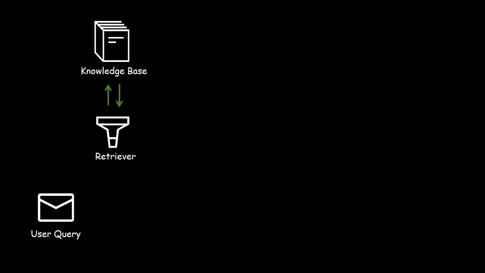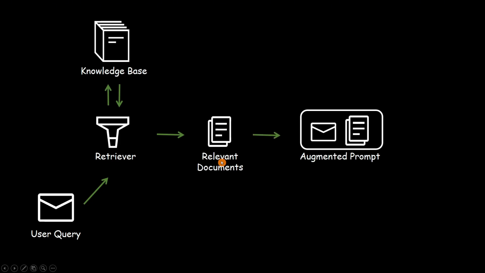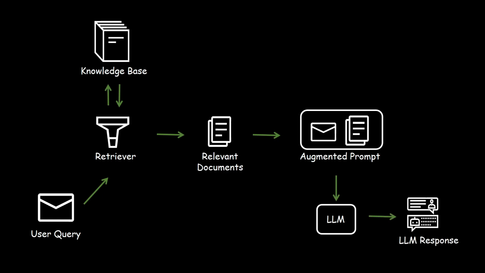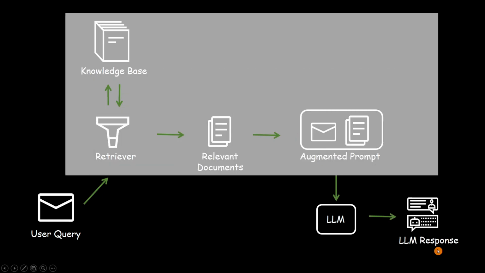When a user provides a query, this query is passed on to the retriever, which searches this entire knowledge base to find the most relevant documents to this query. Once the retriever has found these relevant documents, those documents are combined with the original user query to create an augmented prompt. This new augmented prompt is then sent to the LLM, which generates the final, more accurate and up-to-date response. And this section represents the entire RAG system.